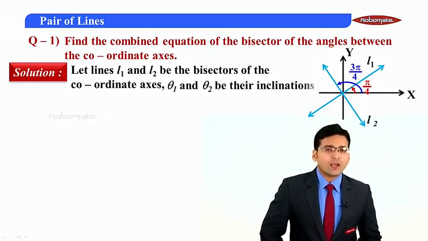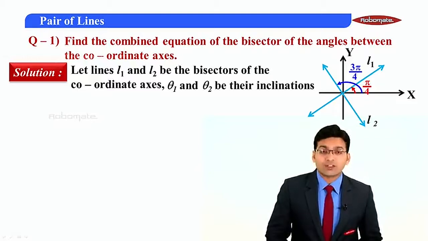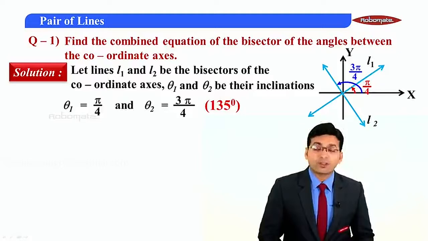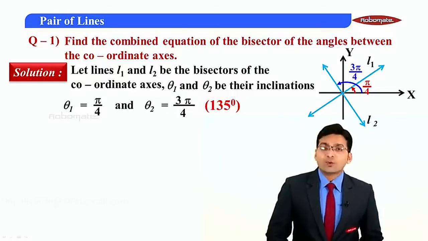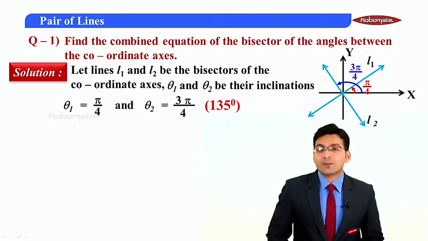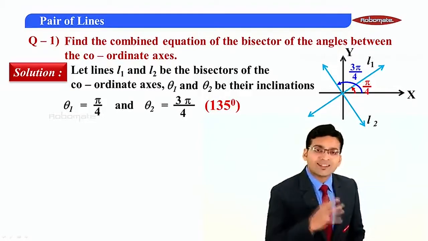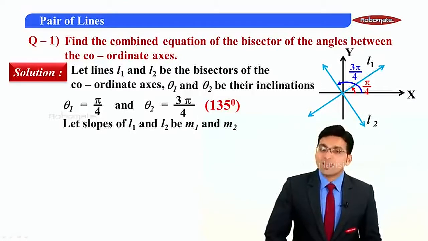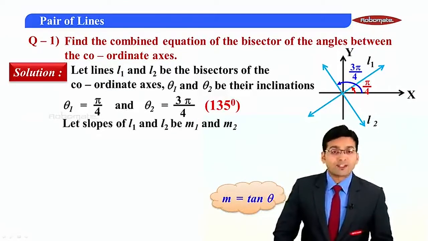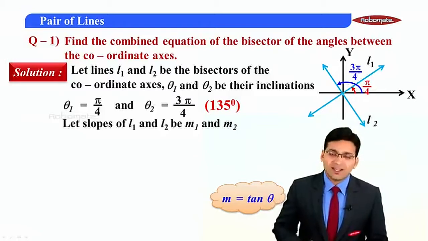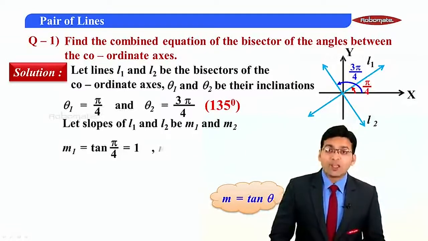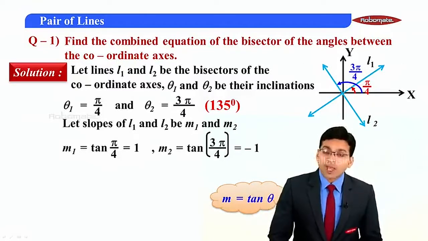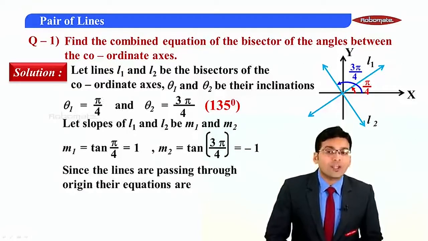So let us say theta 1 and theta 2 be their inclinations. So theta 1 in this case is pi by 4 and theta 2 is 3 pi by 4, that is 135 degrees. Now students, to find the combined equation we need to find their equations separately, right? And therefore we say let the slopes of L1 and L2 be m1 and m2, and m, that is slope, is given by tan theta, right? Therefore m1 is tan pi by 4, that is 1, and m2 is tan 3 pi by 4, that is minus 1. Now once we have slopes, we can go for equations.